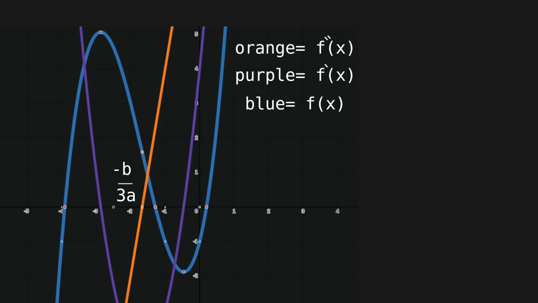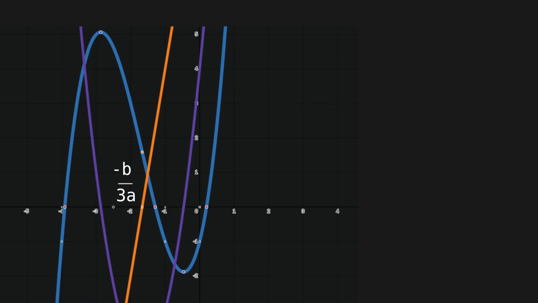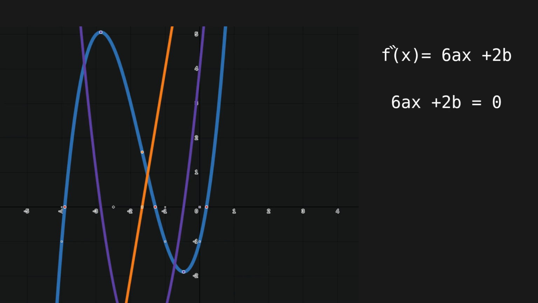Minus b over 3a, this term should be the midpoint of a quadratic equation. The second derivative of the cubic equation is a straight line, 6ax plus 2b. Setting it to 0, we get minus b over 3a, which is the midpoint of our cubic equation. Now that we know the midpoint, let's visualize the cubic equation.